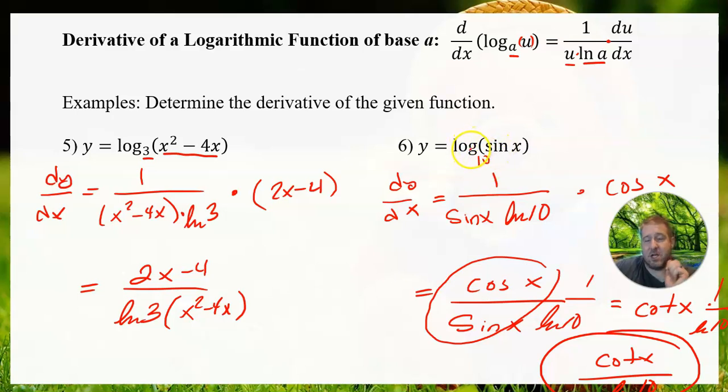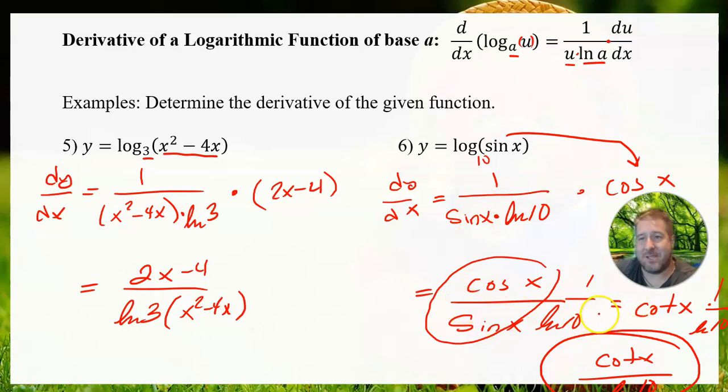So remember, if it's just log, it's always log base 10. So it's 1 over the argument times natural log of 10, which e, remember, doesn't go into 10. If it was log of 10, it'd be 1, but not natural log of 10. Cannot be simplified. So it's then multiply that by the chain by the derivative of the argument. Derivative of sine of x is cosine of x. And then it's just a matter of simplifying.